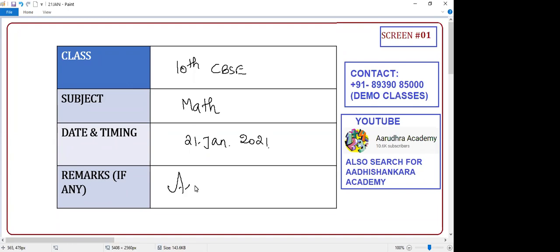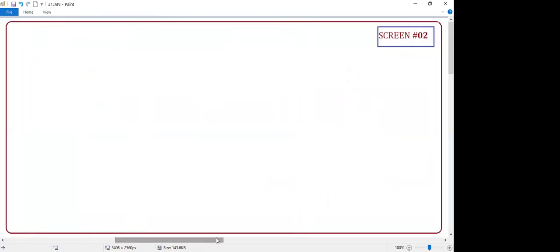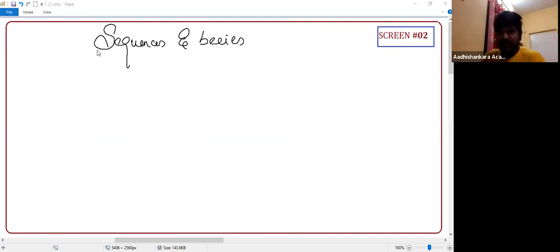Let me write, it's 10th CBSE. And the chapter name is Arithmetic Progression. Basically, I told you, the chapter name originally is called Sequences and Series.